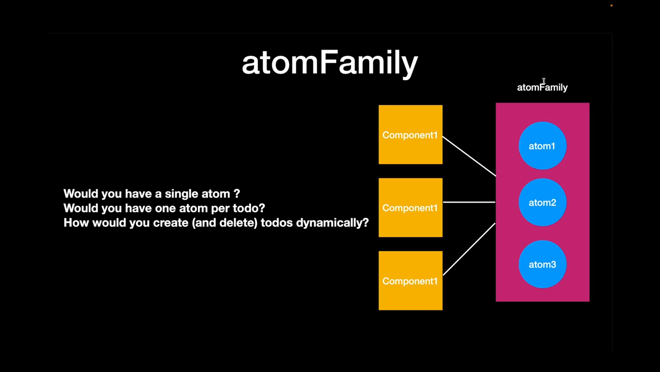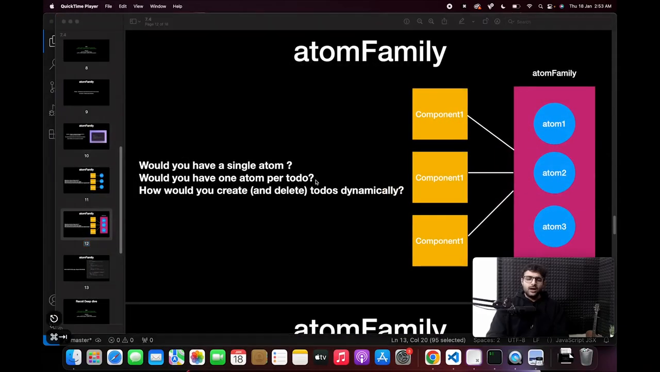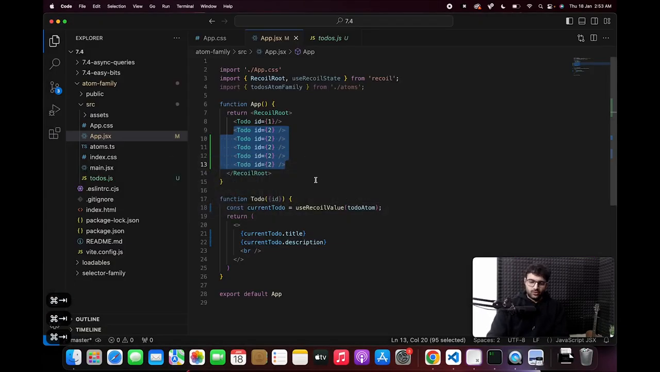I repeat, what does atom family give you? It says that if a component wants a new atom from me, or an atom specific to an input, it will give me the input. I will return that specific atom. And this is how you can dynamically create more and more atoms for a use case similar to the one that I'm showing right now. Let's look at what that looks like when you're writing the code.